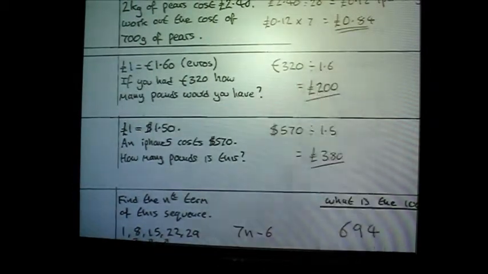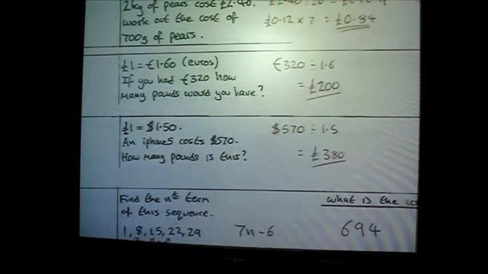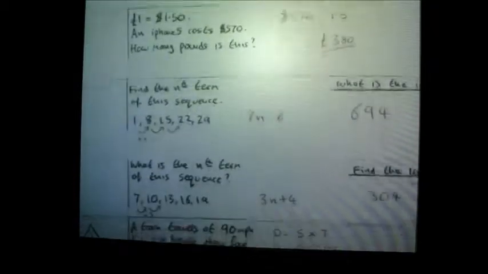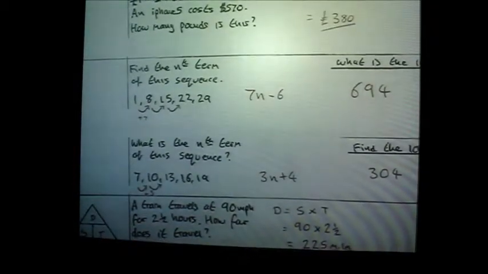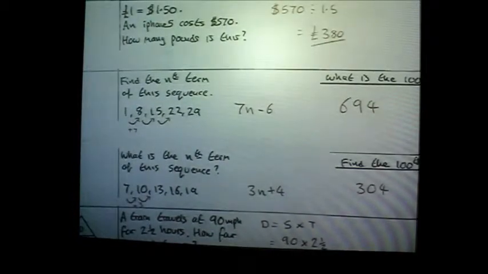So you're going to divide it and it should get £200. The next one, again, you divide it by 1.5 and you get 380. Right, these are nice and easy, but people always get wrong. Find the nth term of the sequence, and then I put what is the 100th term.